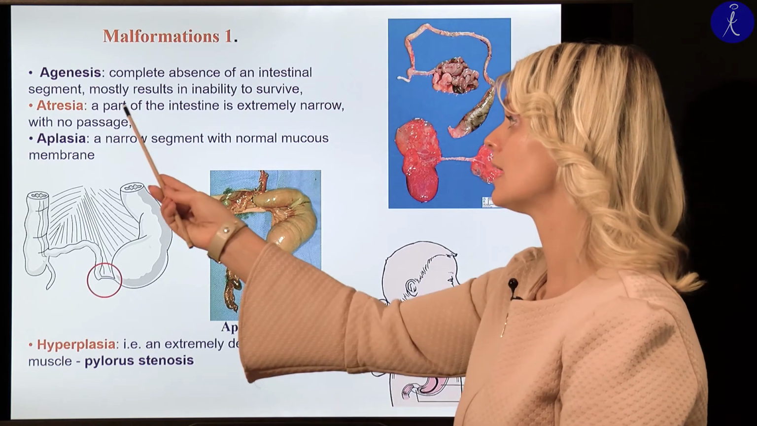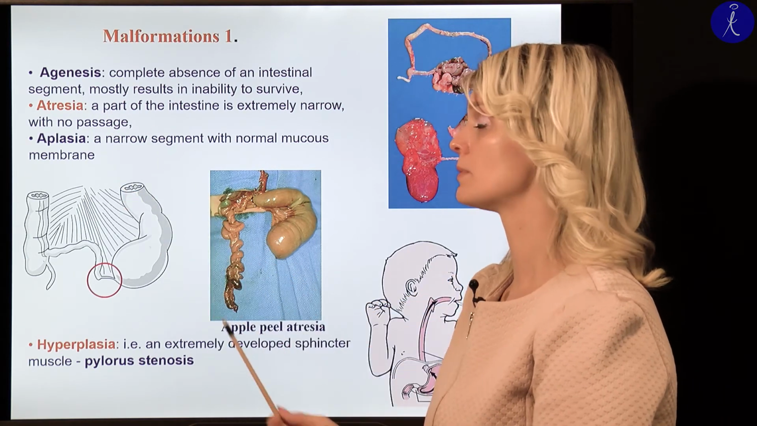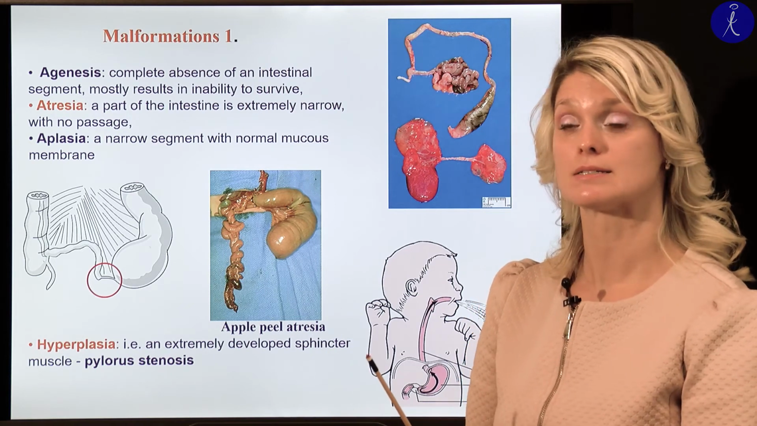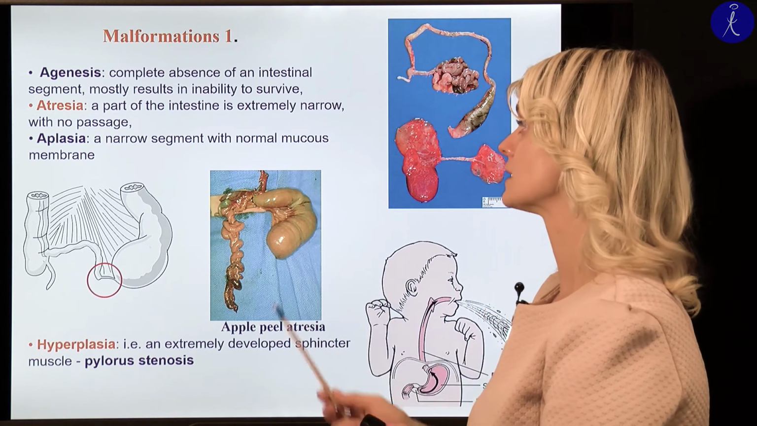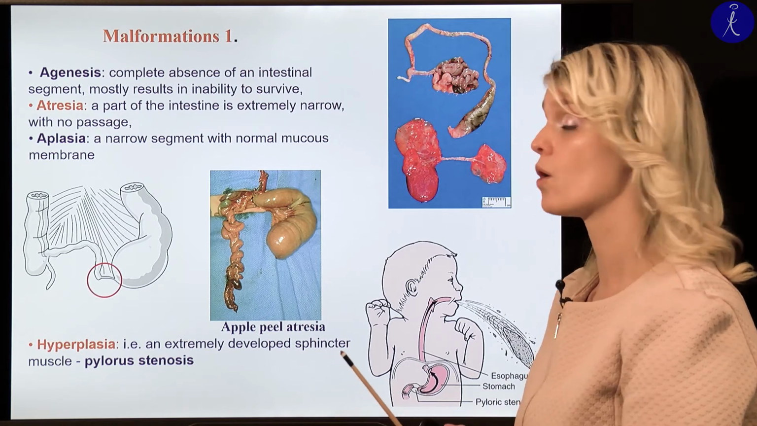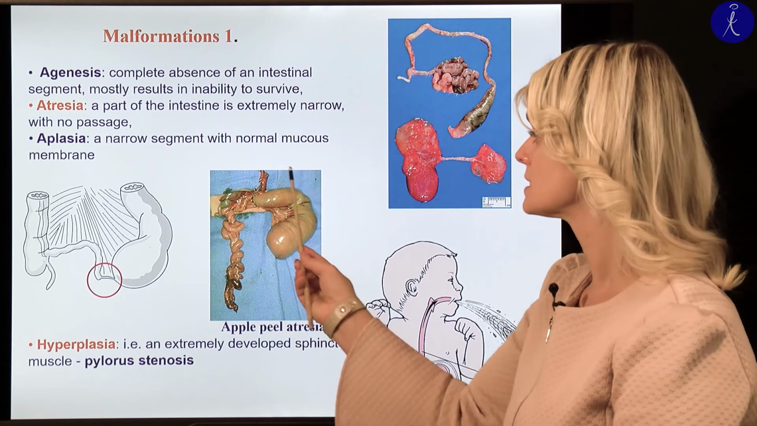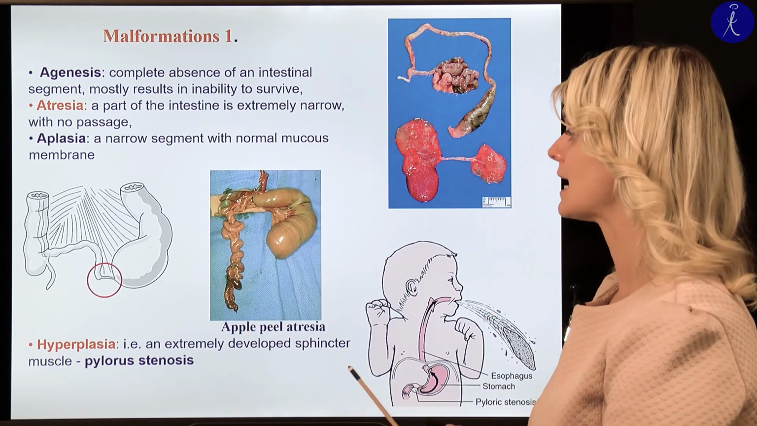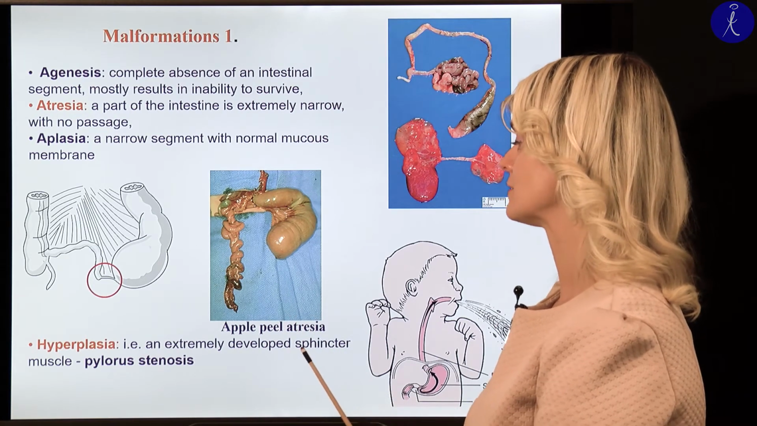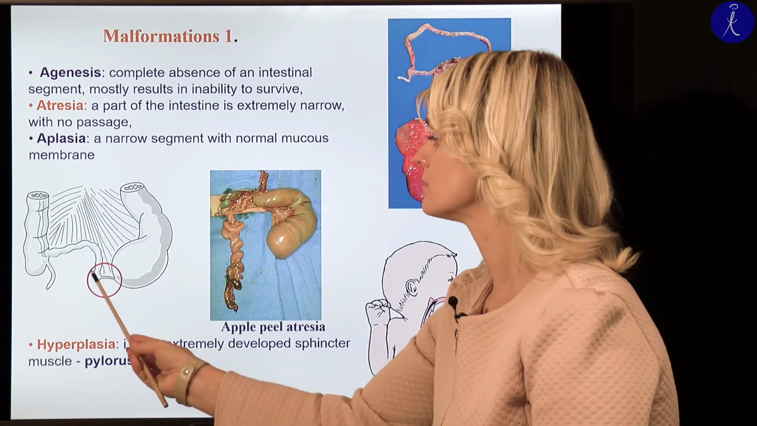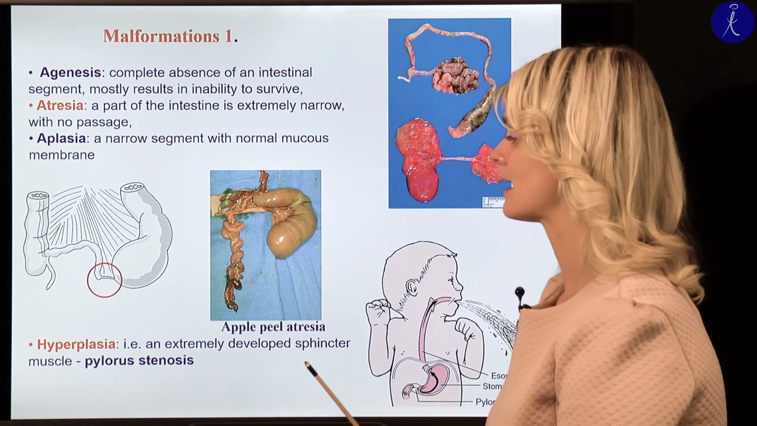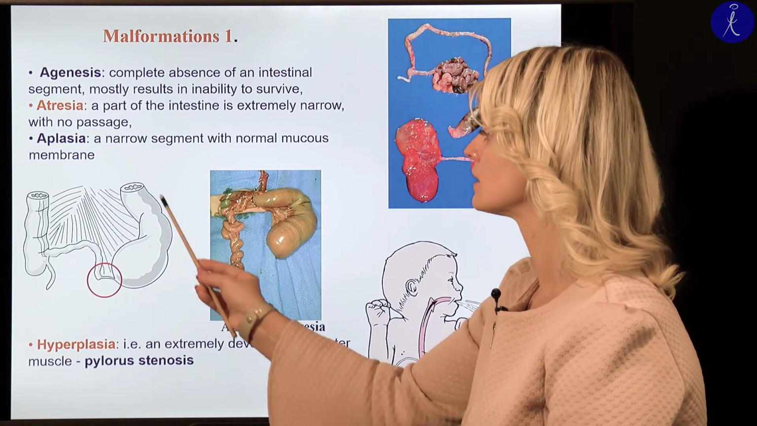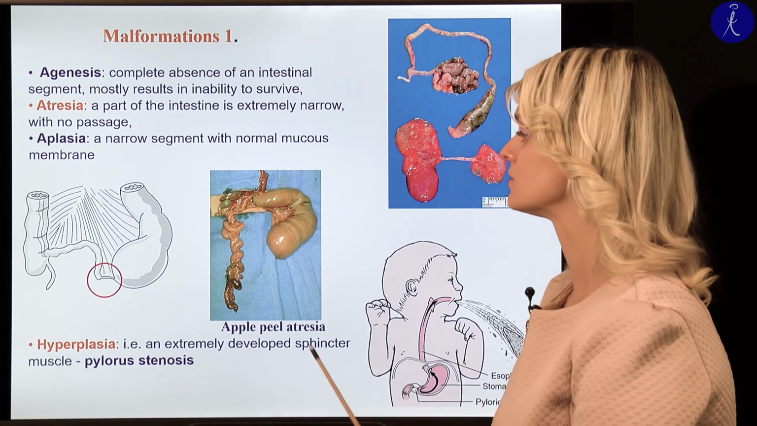And the other is the atresia or aplasia, where the lumen is narrower. Here you can see extreme narrowing of the lumen. Here you can see one example for that, which is called the apple peel atresia. Here we have a narrowing within the small intestine, so the proximal part of the GI tract is dilated.